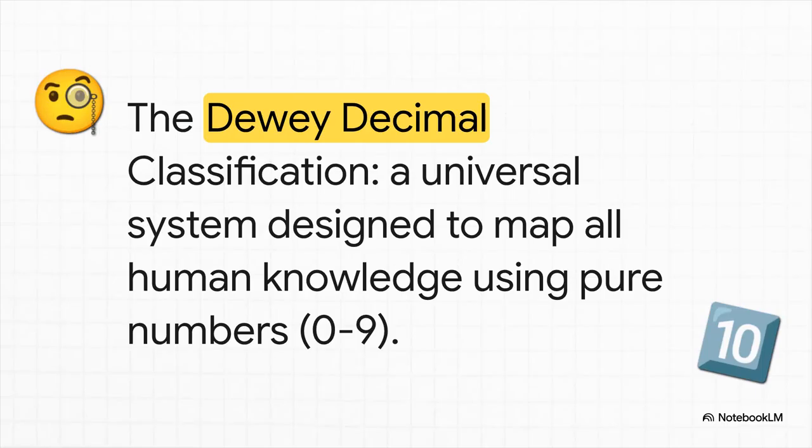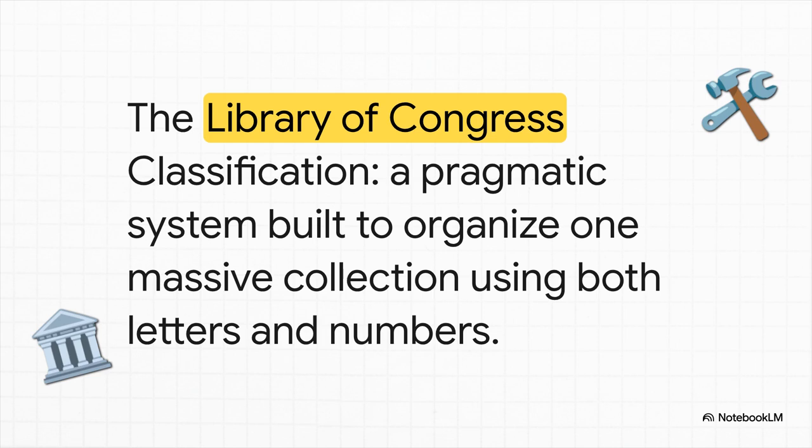Our first contender is the one you probably remember from your school or public library, the Dewey Decimal Classification, or DDC. The brainchild of Melville Dewey, this was an incredibly ambitious, almost idealistic project. His goal wasn't just to organize one library. It was to create a universal system that could logically map out and categorize every possible subject in human knowledge using just 10 basic numbers. And our second contender is the Library of Congress Classification, or LCC.